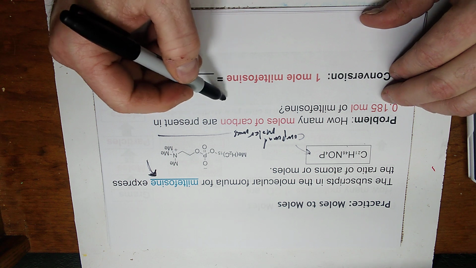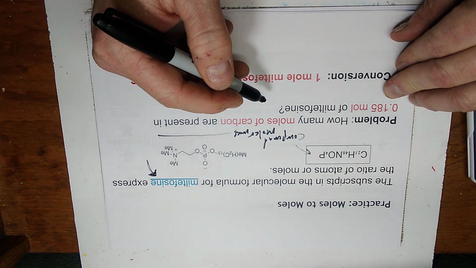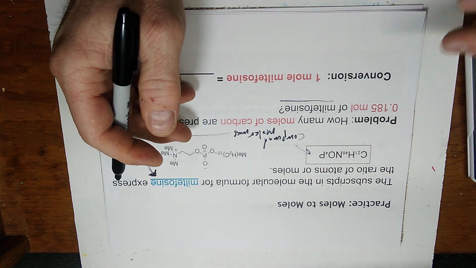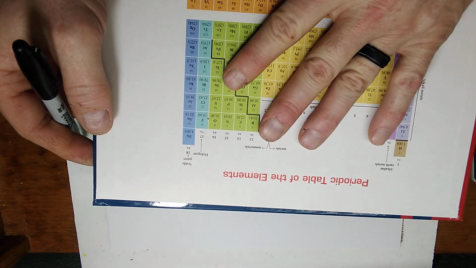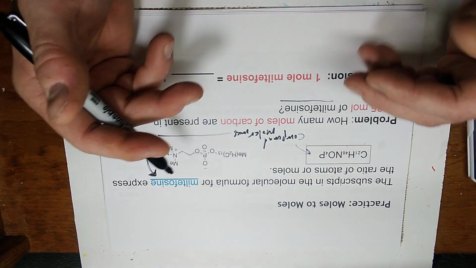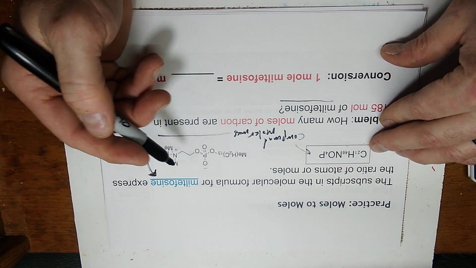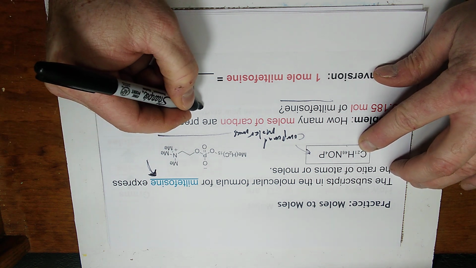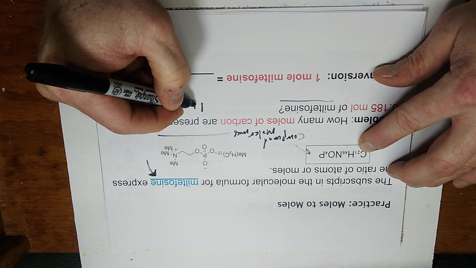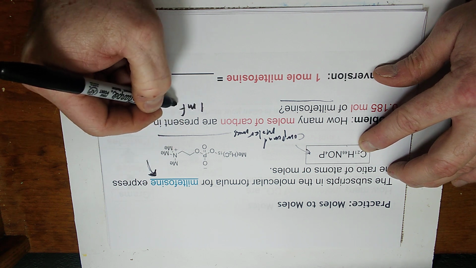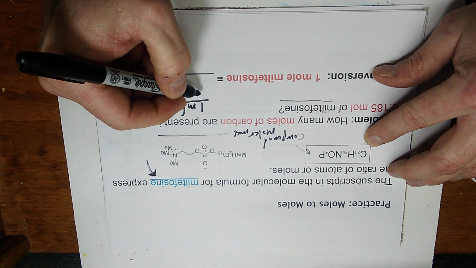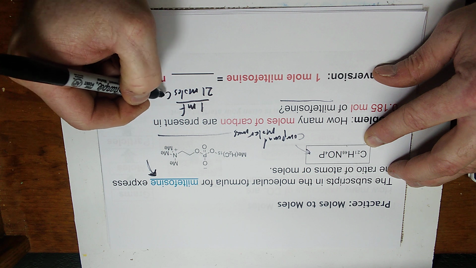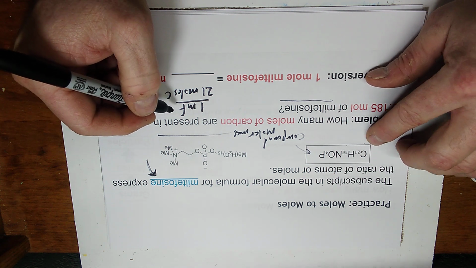So here's the problem. It says how many moles of carbon are present in 0.185 moles of miltefosine. So we haven't asked for any grams from the periodic table. It's just wanting to know mole-to-mole relationships. So we can say for every 1 mole of this, I have 21 moles of carbon. So let's just say miltefosine, we'll just abbreviate it as 1 mf, 1 mole of it. We would have 21 moles of carbon. Would you agree that one of these gives us 21 carbons?